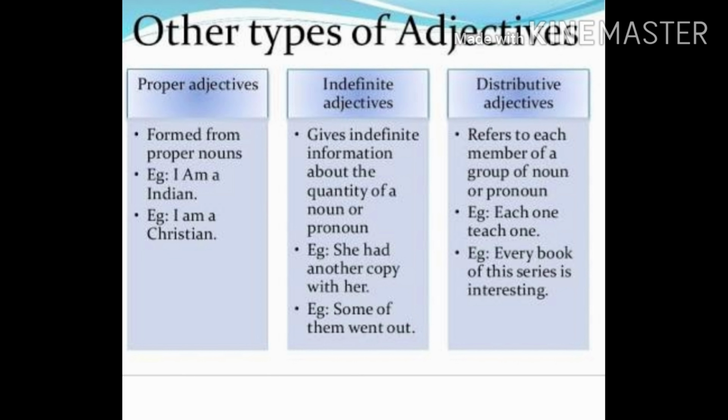Third are distributive adjectives. A distributive adjective refers to each member of a group of nouns or pronouns. Example: each one, teach one. Every book of this series is interesting. In the above sentences, each and every are distributive adjectives.